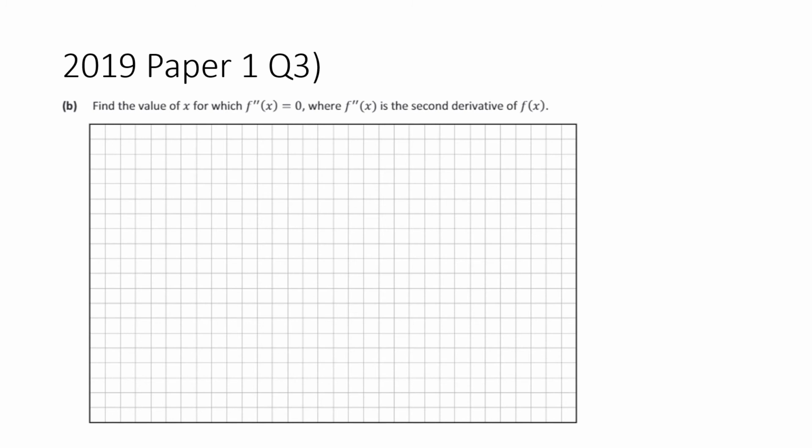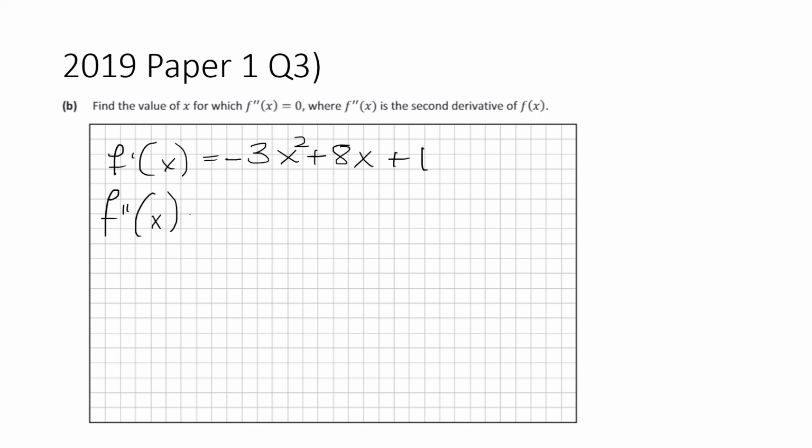For part B, they're asking you to find the value of x, for which f double dash of x is equal to 0. So our f double dash of x is the second derivative. So it means that we're going to have to differentiate our function twice. So we do it the first time, so when we differentiate minus x cubed, that becomes minus 3x squared. When we differentiate 4x squared, it becomes 8x. And we differentiate plus x, it just becomes 1. So that's by differentiating it the first time.